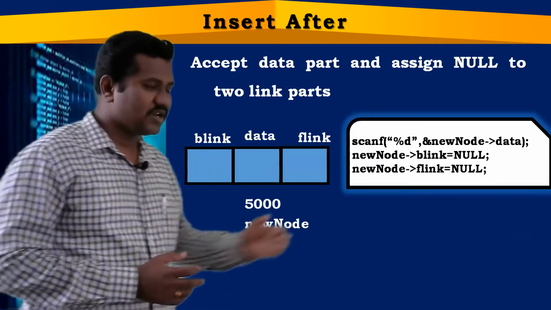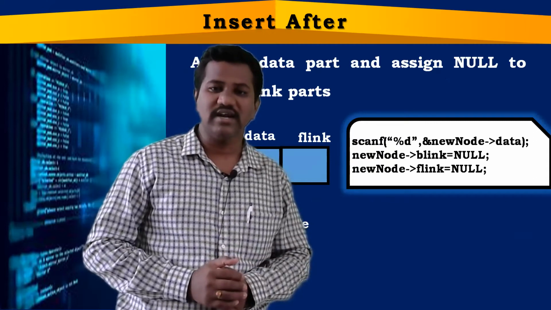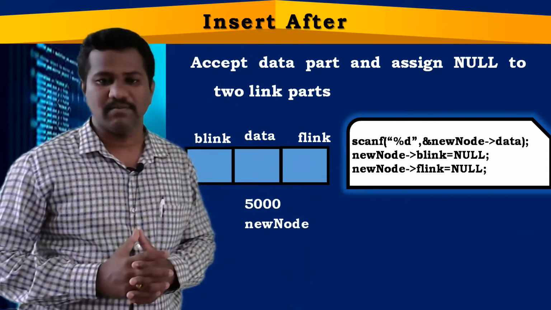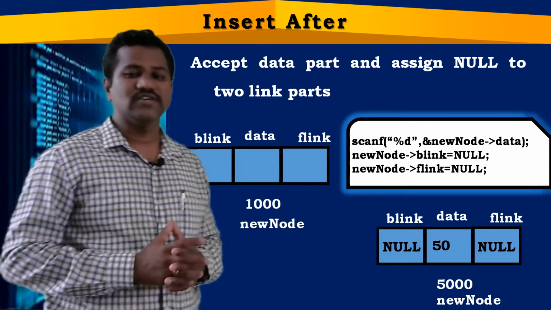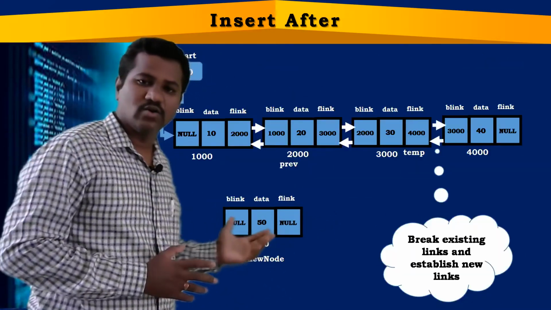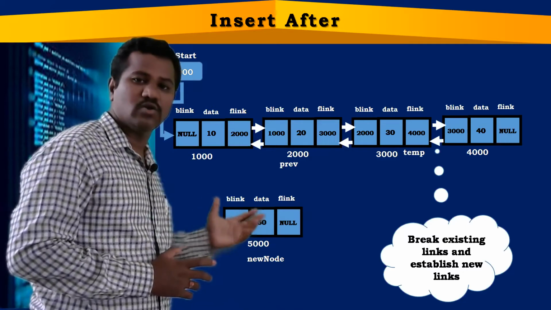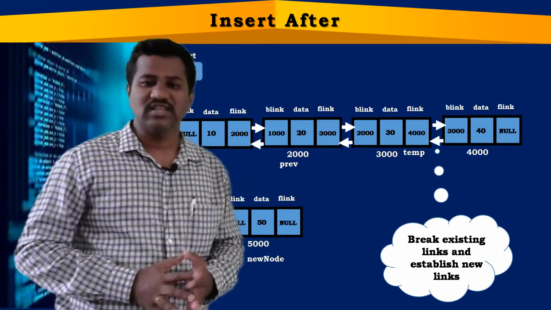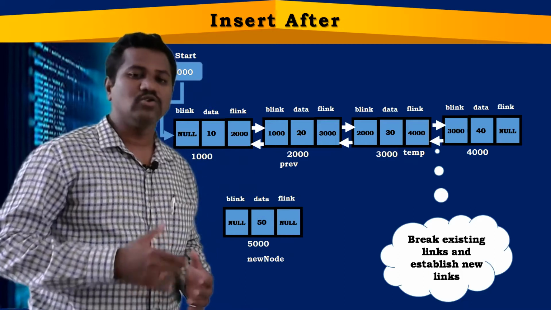After storing the address in the new node, we need to accept the data part. How are we going to accept the data part? With the help of scanf, we are accepting the data part and we are storing null in the link parts. After storing this null in the link part, we need to take this newly created node and place it after the 30 node. After the 30 node. And how to place this?